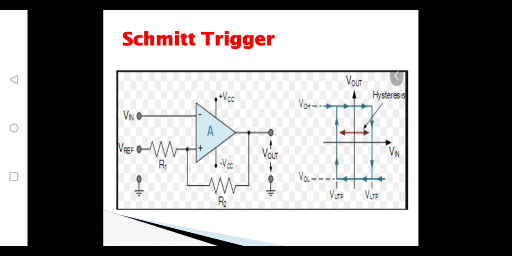We can avoid the disadvantage of the comparator, that is even if noise is added on the signal, we can remove those noise signals, because in a Schmitt trigger we have two threshold voltages, so that we can minimize the noise effects when compared to the comparator. These are the basic applications of an op amp.